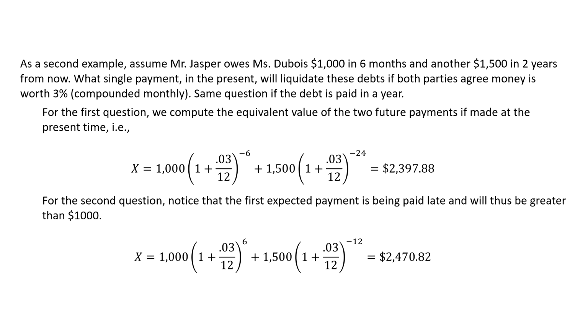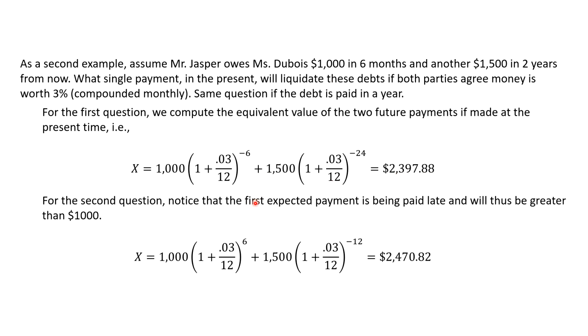So in the first case, both of these debts are paid back early, and we need to compute the value of the $1,000 6 months prior. So it would be this formula here. You notice there's -6, and this is the interest rate, and if you divide by 12, you get the rate per month. And then the second loan is paid back 2 years early, so you use this formula here. When you add them, you get $2397.88.